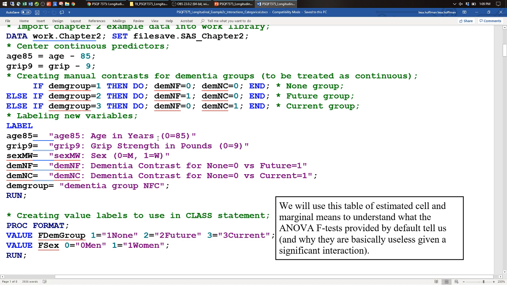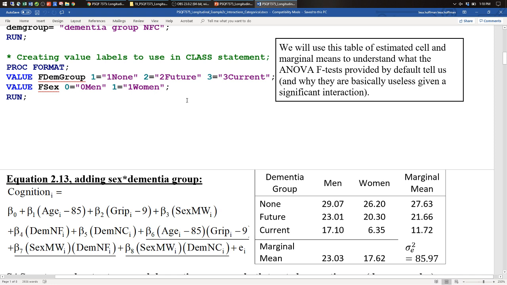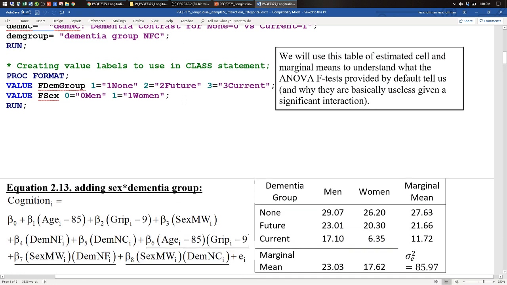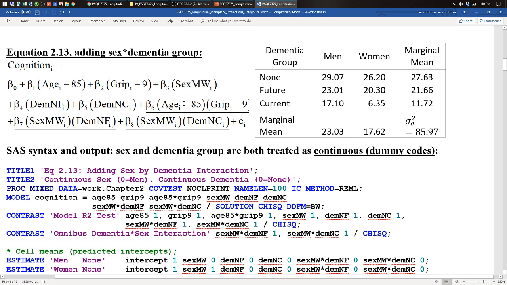So, same data set we've been working with. Last time we looked at age, grip strength, and gender interactions. Now we're going to move into the dementia group by gender world. Starting with what in Chapter 2 is equation 2.13, adding an interaction of sex by dementia group, beta 7 and beta 8 here are the two new terms of interest.